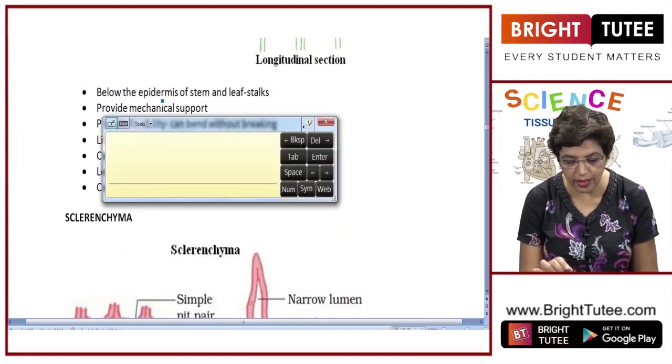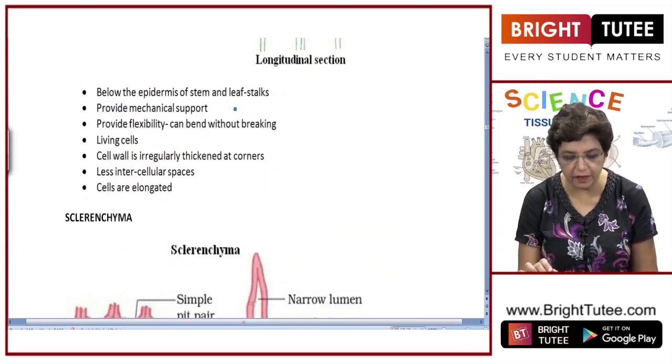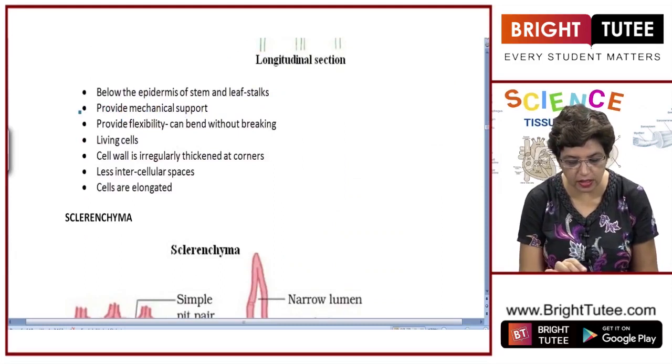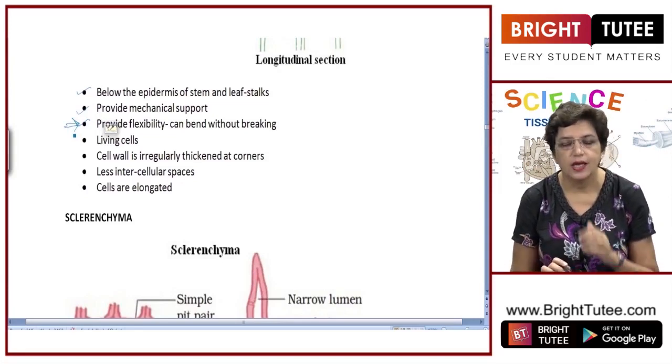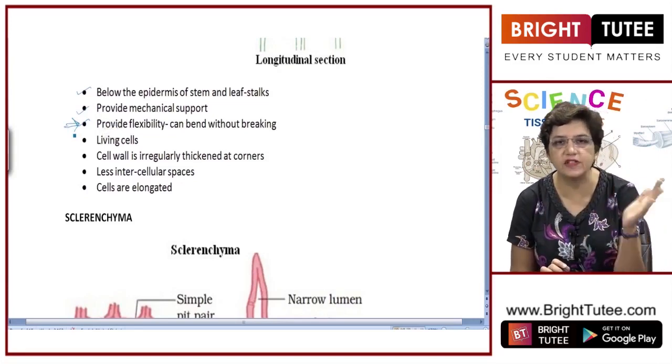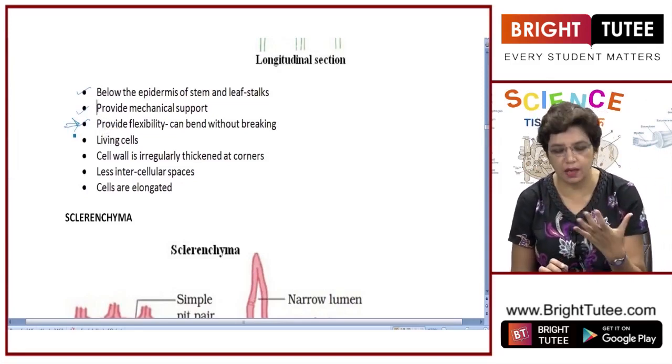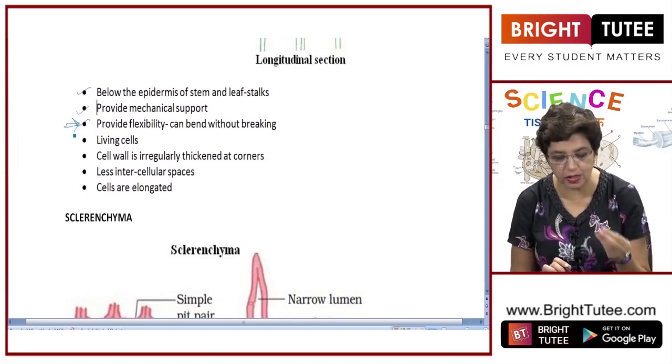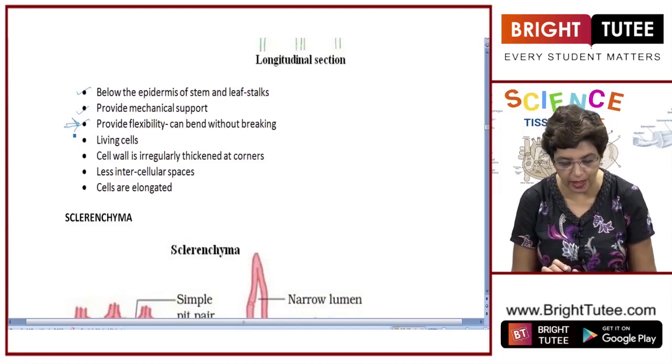They are present below the epidermis of the stem and leaf stalk. They provide mechanical support. The most important function is that they provide flexibility. The stem and the leaves can bend without breaking because of the presence of this collenchyma. It gives flexibility to the plant.